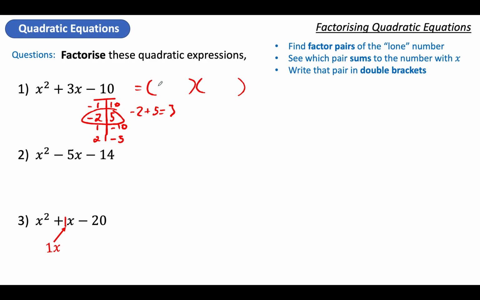I've got negative 2 and positive 5. So we put x with negative 2, x with positive 5. Okay, and that expression would multiply out to make this one. Done. Yeah? Right, negative 14.